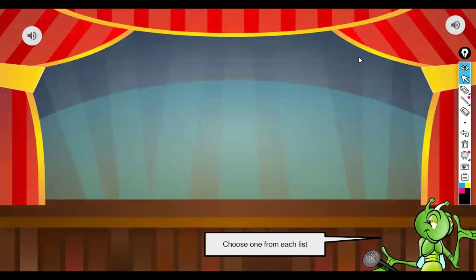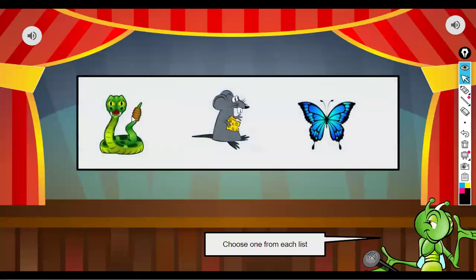Oh, this is a nice thing, right? Get ready to write down something. On your scrap piece of paper, choose one item. Either choose the snake, the mouse, or the butterfly, but write down what you choose because you're going to forget. Choose one. The snake, the rat, or the butterfly. Just choose one.